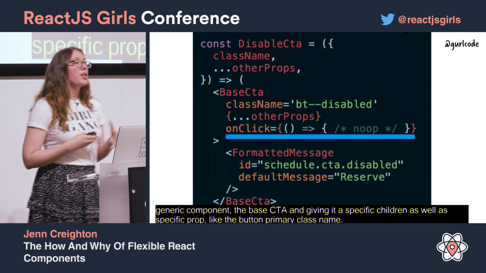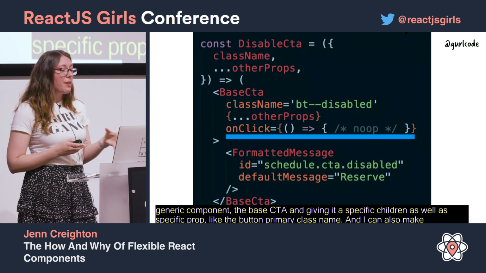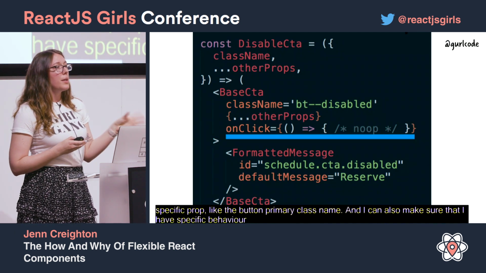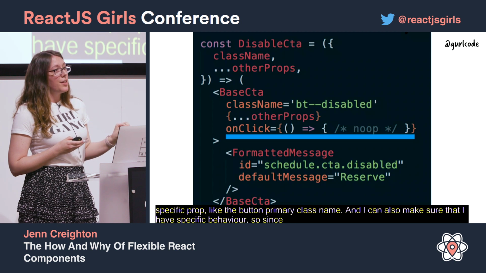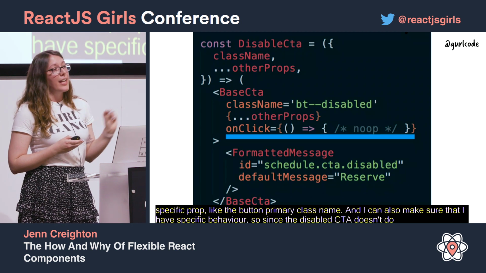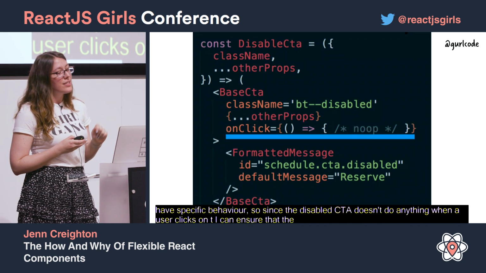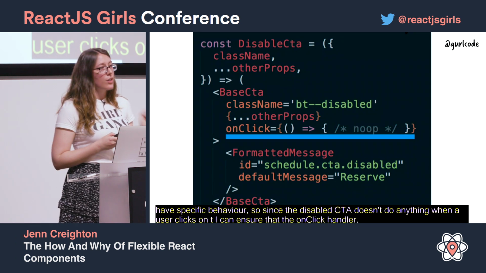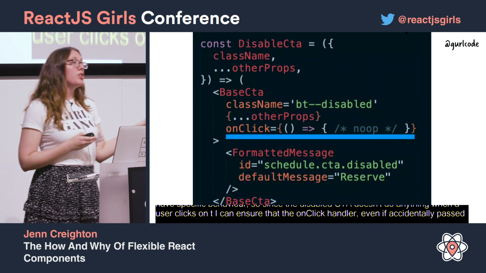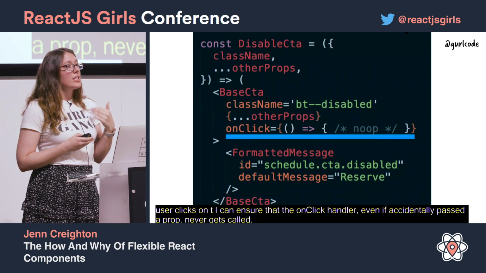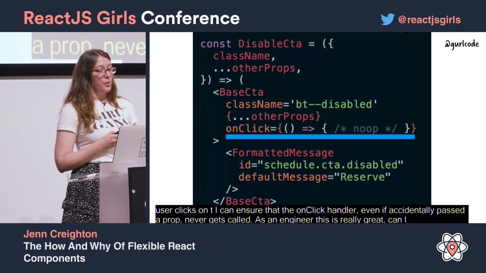And I can also make sure that I have specific behavior. So since the disable CTA doesn't do anything when a user clicks on it, I can ensure that the onClick handler, even if accidentally passed a prop, never gets called. So as an engineer, this is really great because I can specify behavior per component.